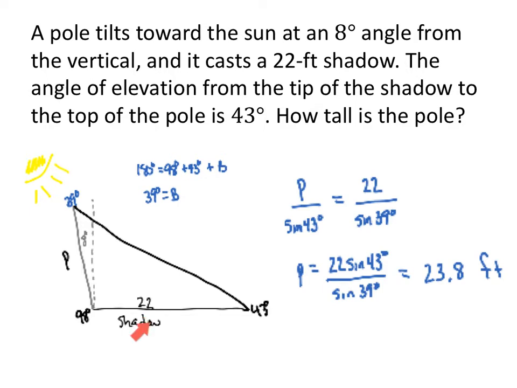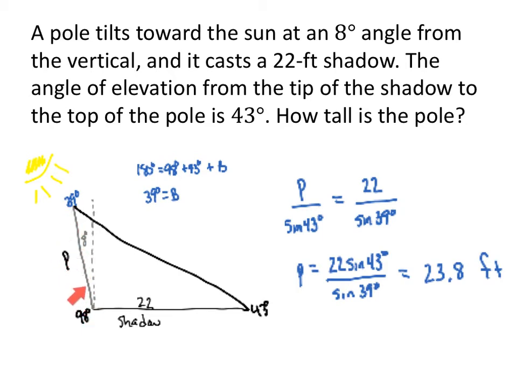Now that we have our value, 22 over the sine of 39, our standard ratio, I want to find the height of the pole. The angle across from that is my 43-degree angle of elevation. So P over sine of 43 degrees is 22 over the sine of 39 degrees. I'm solving for the length of the pole, so I'll use the ratios, the proportion set up with the side lengths in the numerator. Multiply both sides by the sine of 43 degrees. P equals 23.8 feet. So this pole is 23.8 feet.